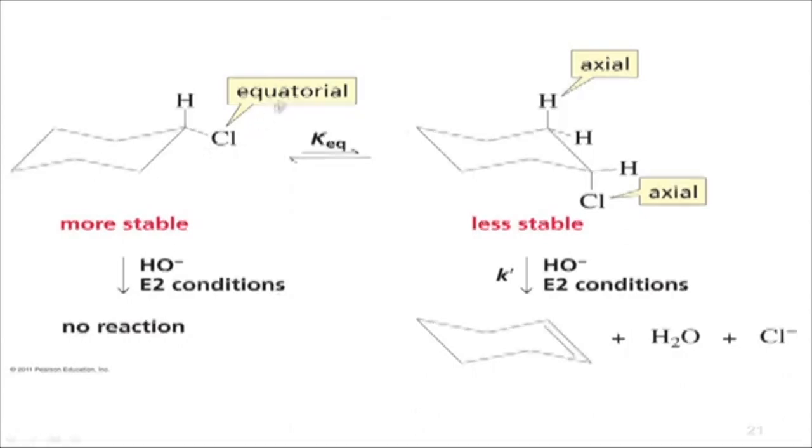Suppose we want to eliminate this chlorocyclohexane. In the equatorial form, there will be no reaction. So you want to do the dehydrohalogenation with alcoholic potassium hydroxide. Elimination takes place in alcoholic potassium hydroxide, but there will be no E2 elimination in this conformation, because you do not have any hydrogen which is anti to the chlorine, since the chlorine is not in an axial position. On the other hand, if you apply forcing conditions and heat it, it will be converted to the axial conformer.